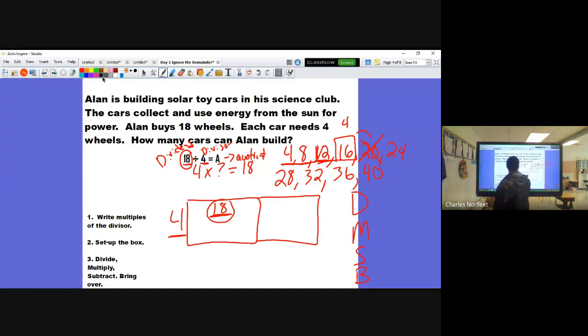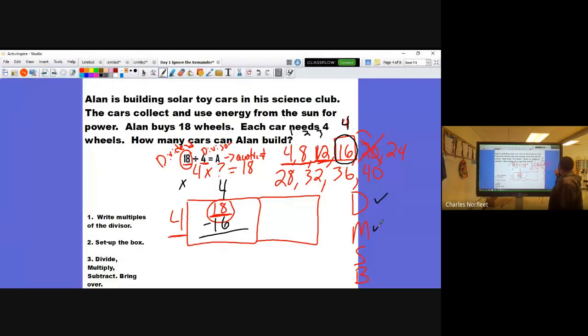So I can buy 4 bottles. Let's get a different color. Those 4 bottles are going to cost me $16, and we multiply 4 times 4. 4 times 4 is 16. Step off, and then we move to subtraction. When we subtract 16 from 18, we get 2. Take it off, and then we bring this 2 over. And then we start all the way back over again.